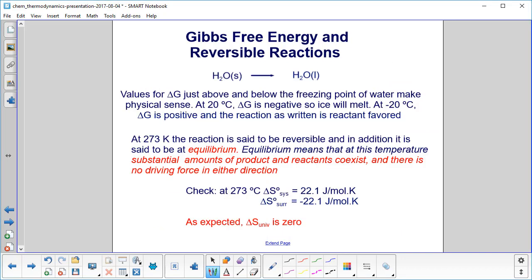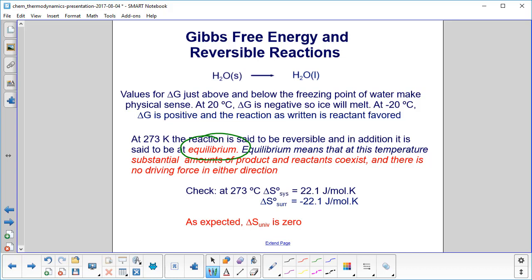Values for delta G just above and below the freezing point of water make physical sense. At 20 degrees Celsius, delta G is negative, so ice will melt. At negative 20 degrees Celsius, delta G is positive, and the reaction as written is reactant favored. At 273 Kelvin, the reaction is said to be reversible, and in addition, it is said to be in equilibrium. Equilibrium means that at this temperature, substantial amounts of products and reactants coexist, and there is no driving force in either direction. So let's check what this means for entropy.